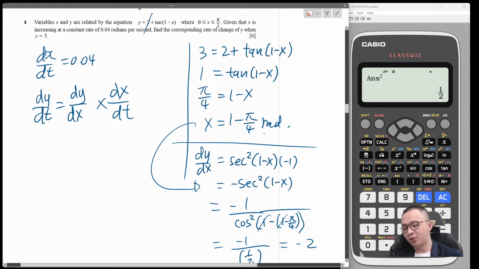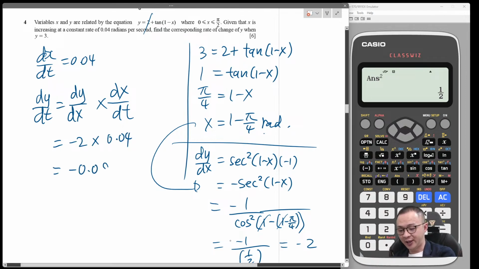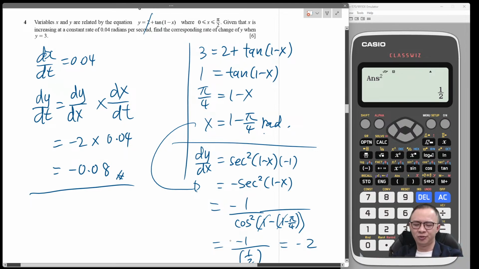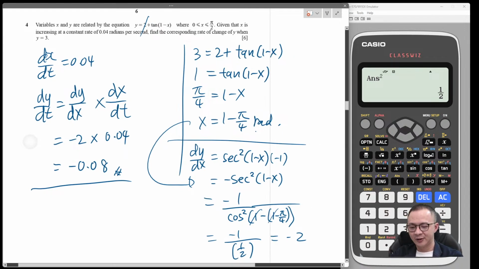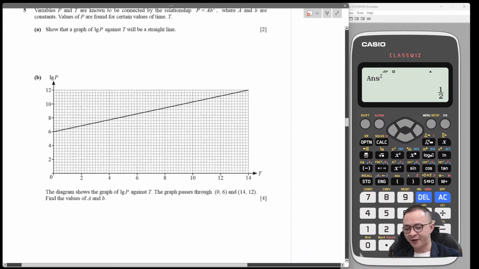So I will just substitute into my chain rule to get the rate of change of y. So this is negative 2 multiplied by 0.04. The answer is negative 0.08, 6 marks. Not too bad, as long as you know the basic differentiation for tangent, and you know about the chain rule for rate of change, and then you know how to find the angle, like the basic trigo knowledge. Then yeah, you can easily get these 6 marks. Nothing very hard.